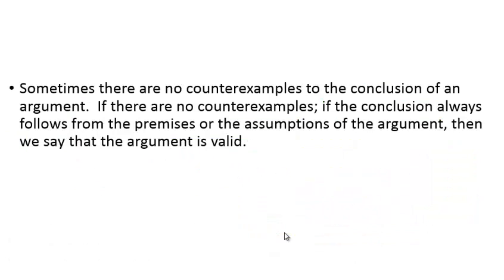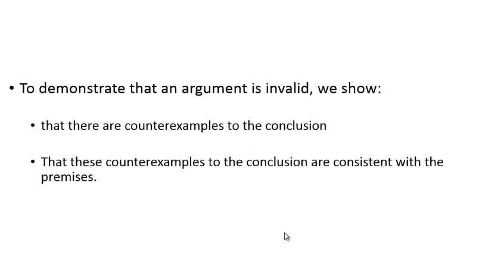So if there are no counterexamples to the conclusion of an argument, then we know that the conclusion always follows from the premises, and then we say the argument's valid. So how do we go about showing that an argument is invalid? Well, we can show that there are counterexamples to the conclusions and that these counterexamples to the conclusions are consistent with the premises. Simple as that.